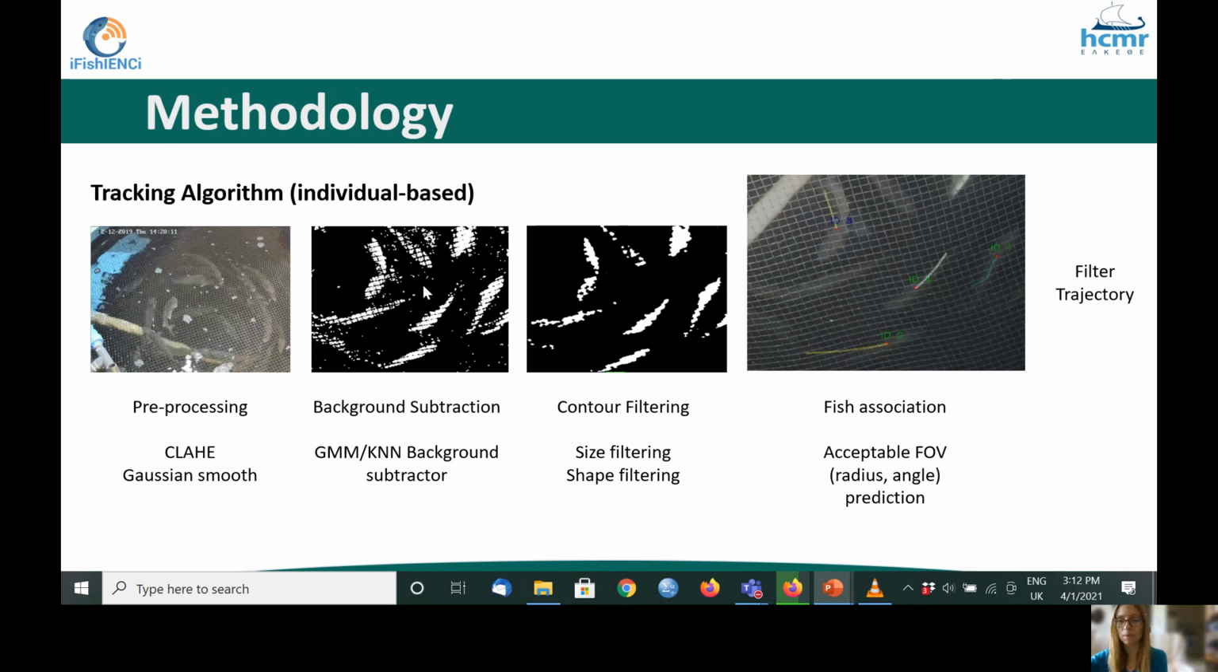Next, we subtract the background, and then we use some morphological operations and some contour analysis techniques to select the most probable fish objects.